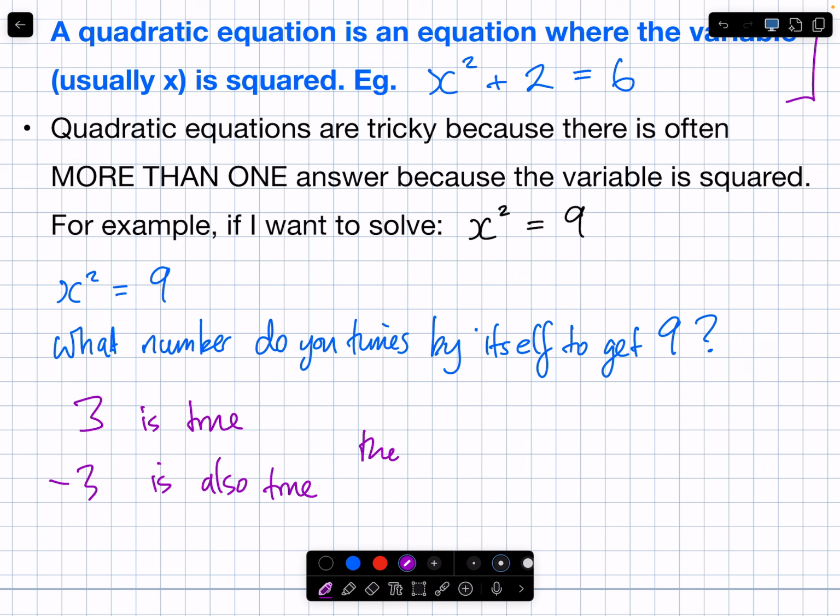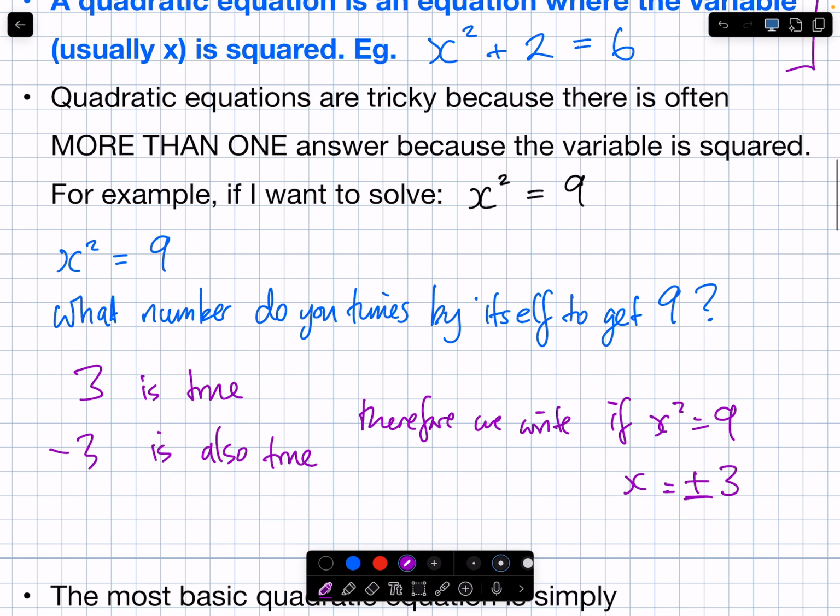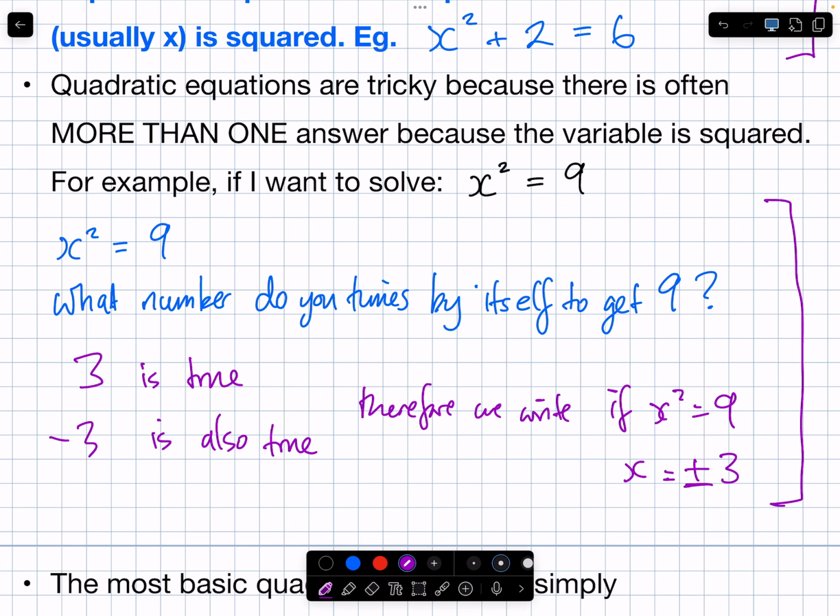Therefore, we write if x squared is equal to 9, x is going to be plus or minus 3. Okay? I'd like that example down for impact so that you suddenly realise we are not talking about one answer anymore. We're talking about multiple. Why does that occur?